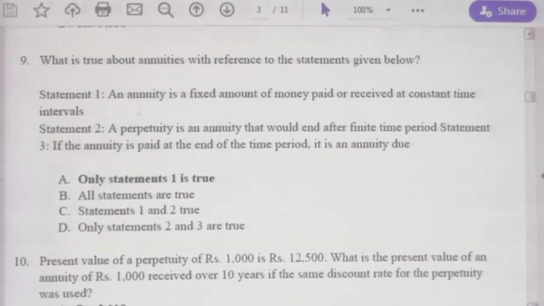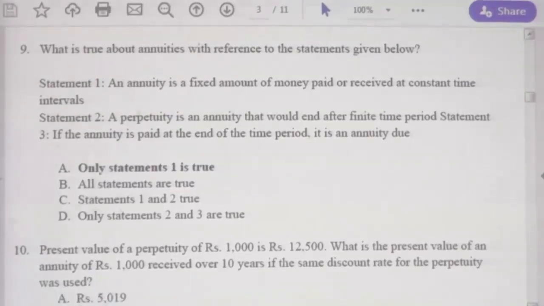Actually, an annuity is a fixed amount, as I told you, made at a regular interval. It's a deposit or receivable value. If it is a deposit, you have to calculate the total value in the future at the end. Or if it is receivable, you can calculate the present value of the future receivable. Therefore, an annuity is a fixed value deposited or received at a regular interval. Therefore, only statement 1 is true, right?